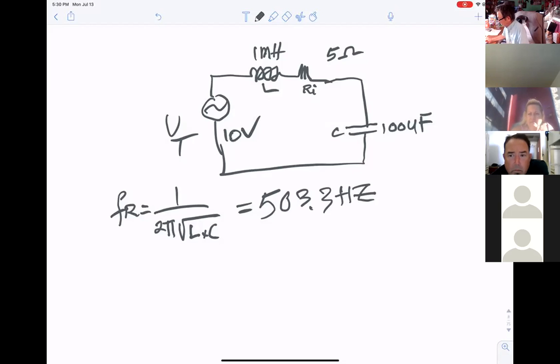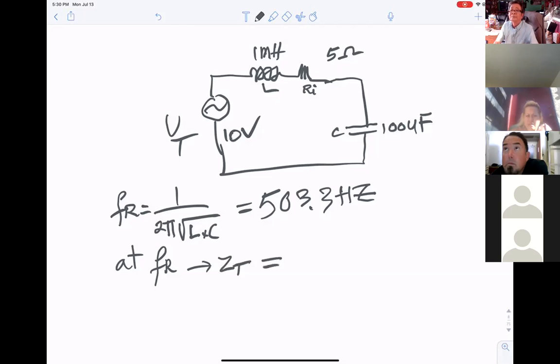Okay, so at Fr, what is the total impedance? It's just Ri, the internal resistance of the inductor. Very good. XL and XC are already canceled, so the answer will be Ri. Get that?